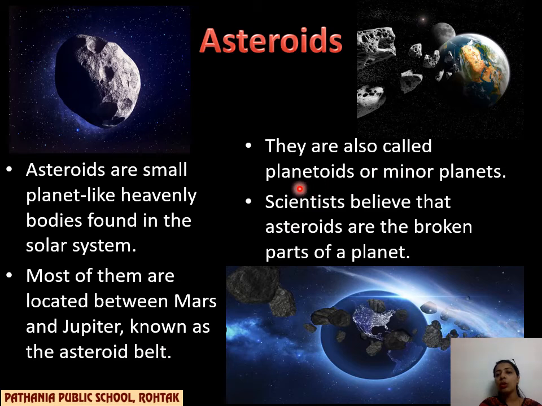They are also called planetoids or minor planets, which I just told you. And why are they called so? Because scientists believe that the asteroids are the broken parts of a planet. Planet में से कुछ टूटा, space में चला गया. So that is called the asteroid. So got it? What is the asteroid?